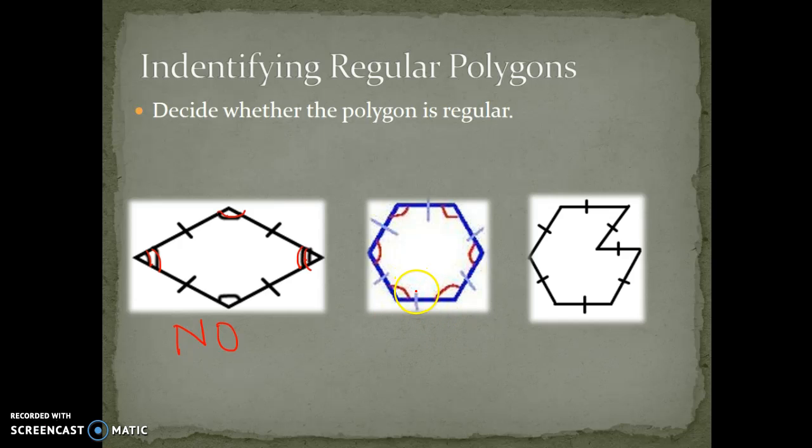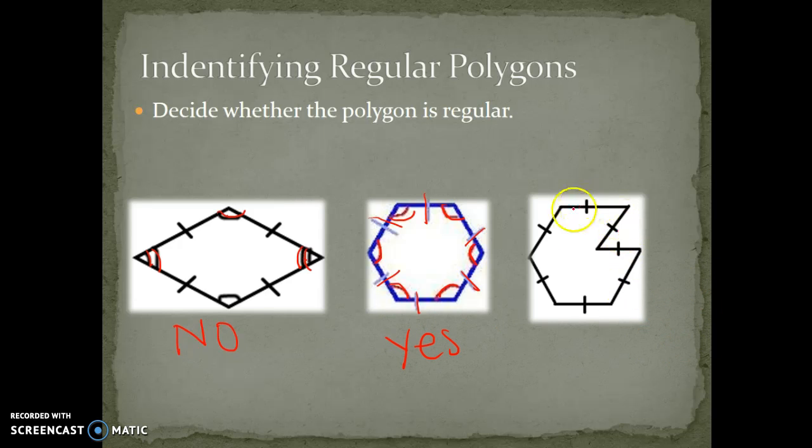For number 2, I have my tick marks on each of my sides, which means all 6 sides, sorry, hexagon. Okay, all 6 sides are congruent, and then I also have a single arc mark on each angle, which tells me that each of the angles is also congruent, so this would actually be a regular hexagon.